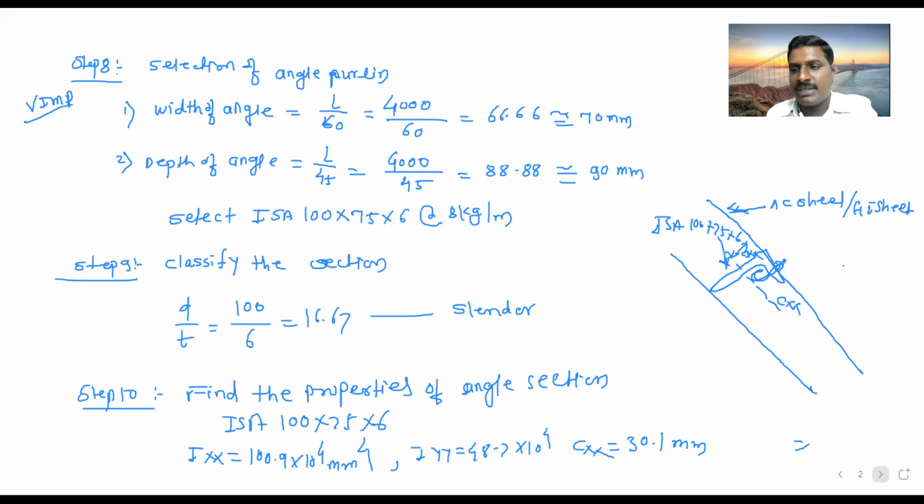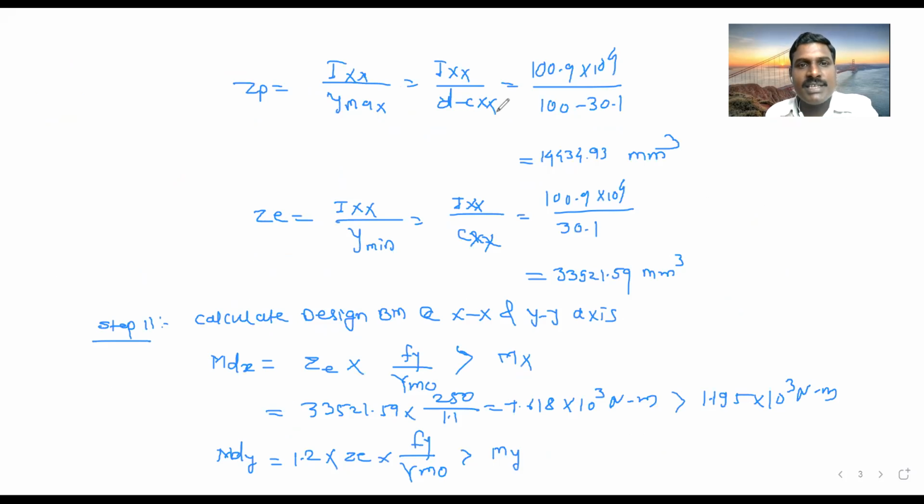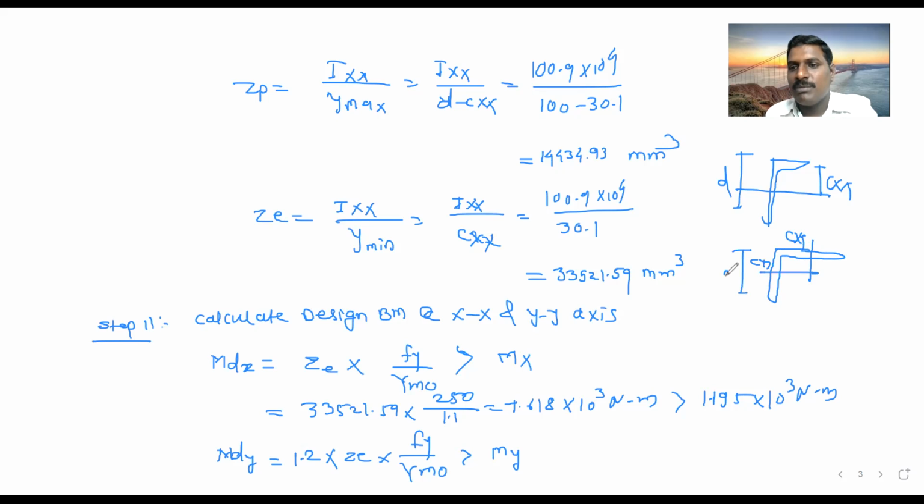Where have we calculated ZP and ZE? Here: D minus CXX. This is the CXX and this is the D, so we have taken D minus CXX. If we place it like this, now this is CXX and this will be the CYY, and your depth will be this. So D minus CYY you have to take here. Are you getting it? Because the direction of movement is very important.